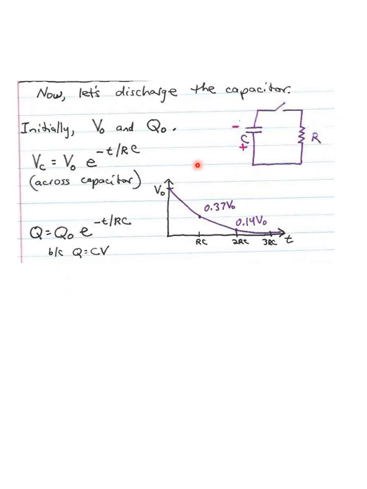So here I've just drawn a voltage graph. After RC, it's down to 37% of whatever its initial voltage was. After 2 RC, it's down to 14%. By the time you get to 5 RC, it's discharged close enough to 0, probably about 1%.